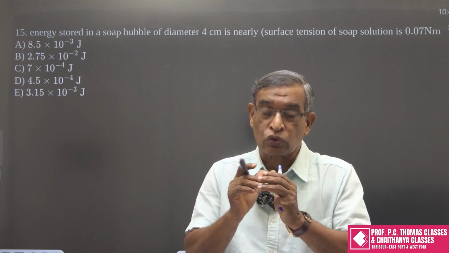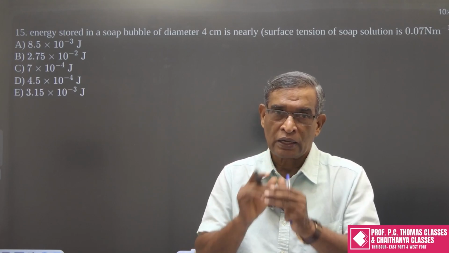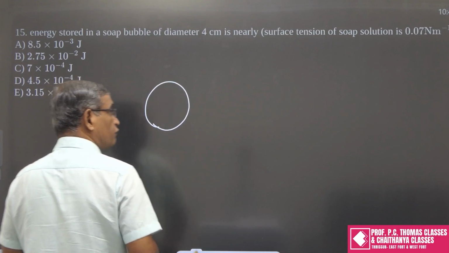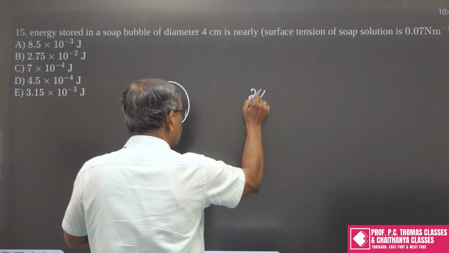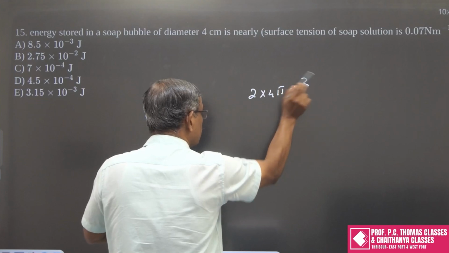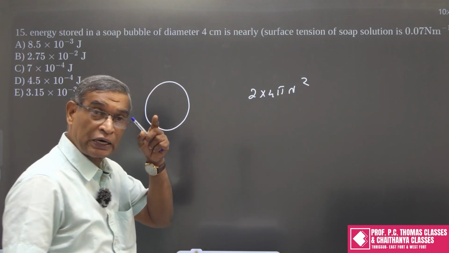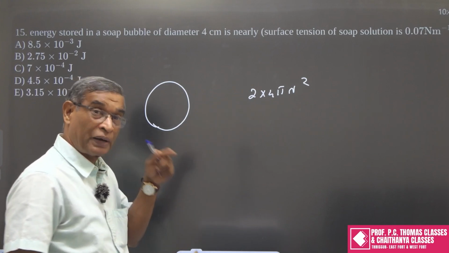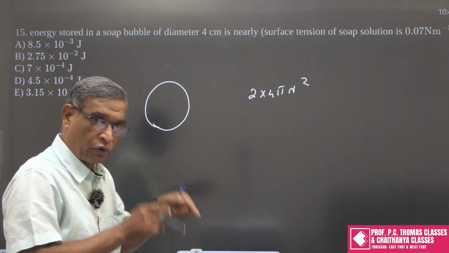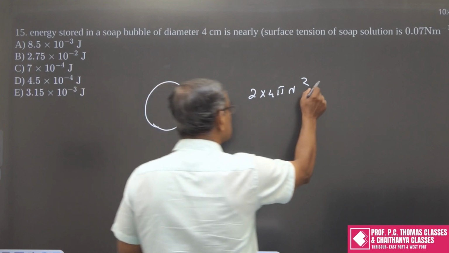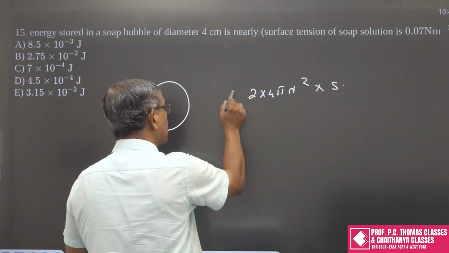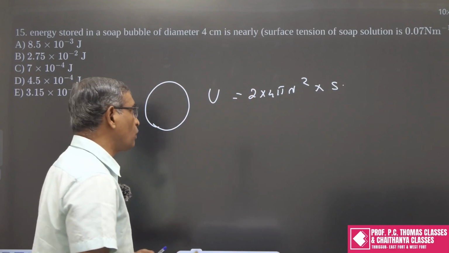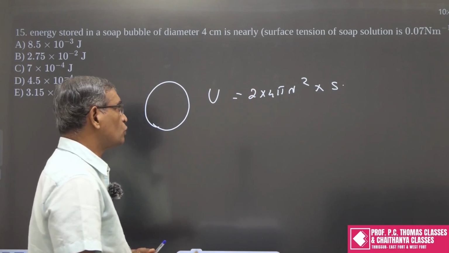A bubble has got two free surfaces, inside and outside. Therefore, the total free surface of a bubble is equal to 2 into 4 pi r squared. If it were a drop, it has got only one free surface, 4 pi r squared. Here it is 2 into 4 pi r squared, into surface tension. This is the energy possessed by the bubble.